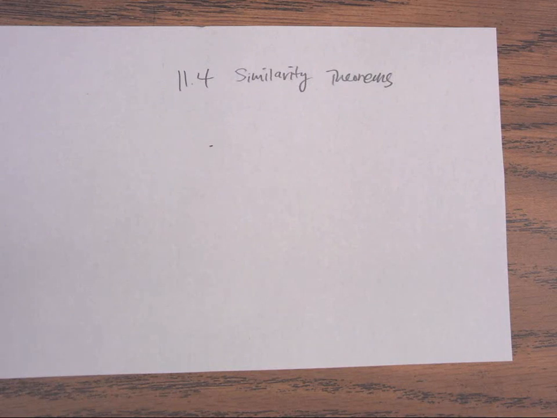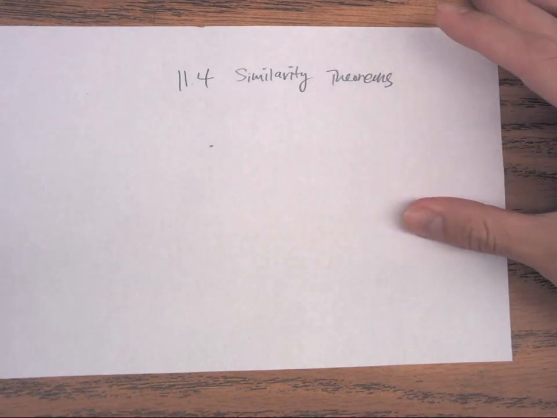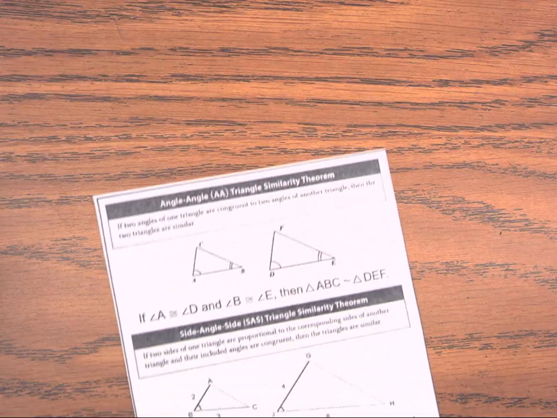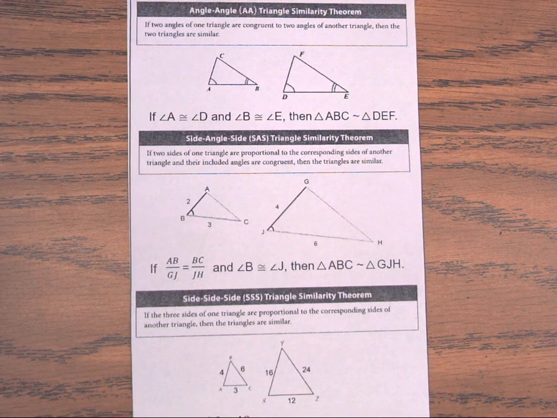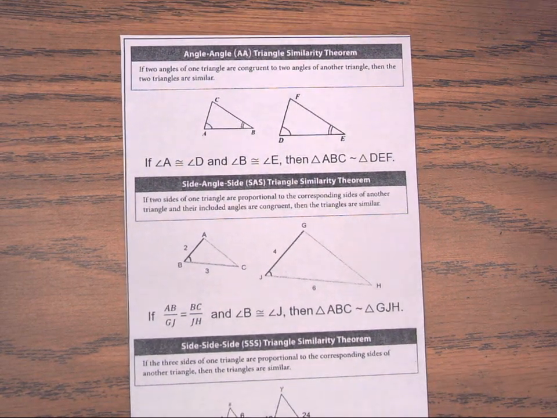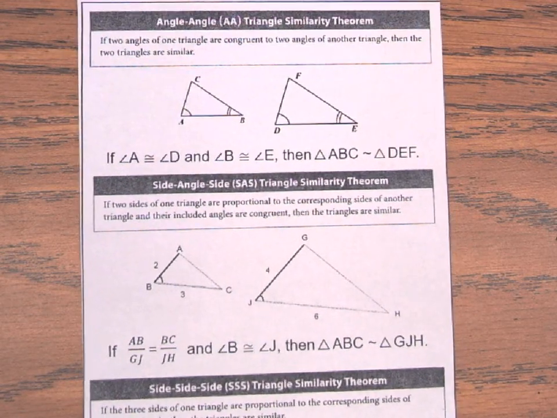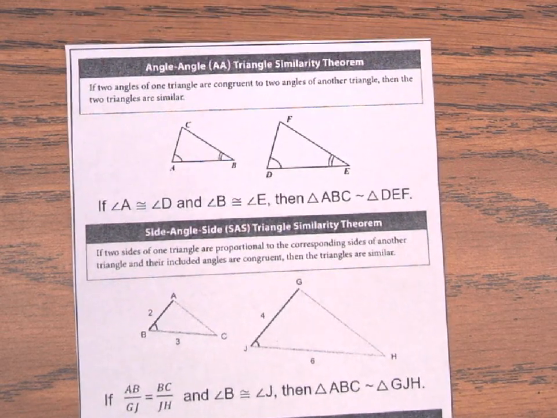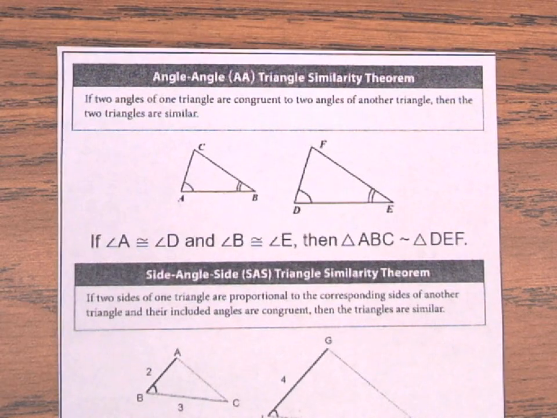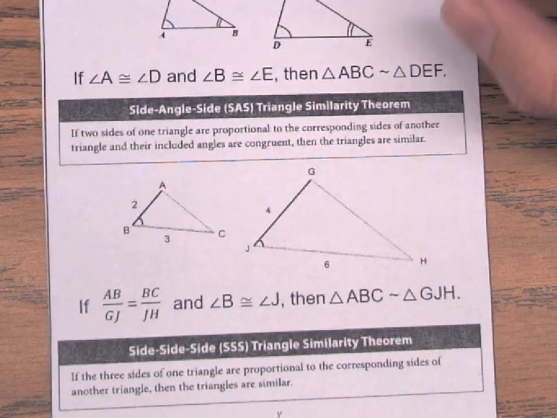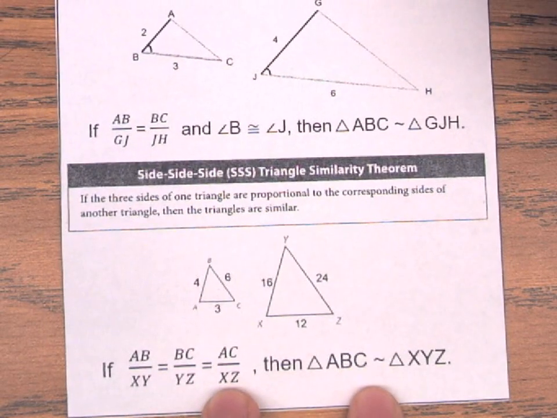Alright, so this is the final video that I'm going to record. This is section 11.4. This is on similarity theorems. In this last section that I will cover, you will learn that there are three different types of similarity theorems. There's the angle-angle triangle similarity theorem, there's the side-angle-side, and there's the side-side-side.